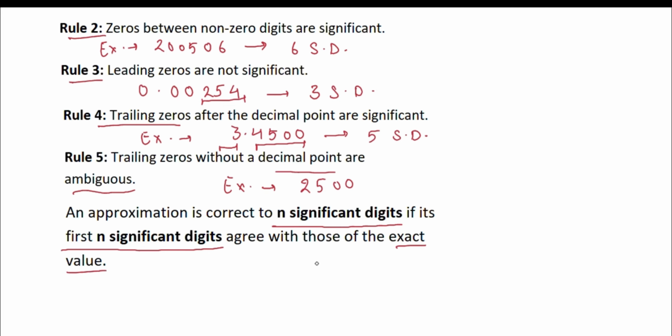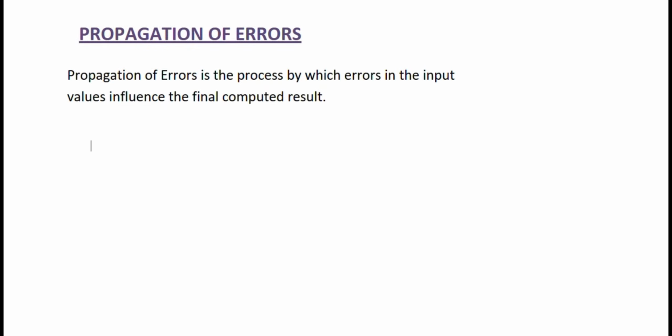So if I write the exact value as 3.14159265, then the approximation becomes 3.1416. We can compare it digit by digit. Now comes the propagation of errors. Errors rarely remain isolated. Once an error enters a calculation, it usually affects every subsequent computation. And this phenomenon is known as the propagation of errors.